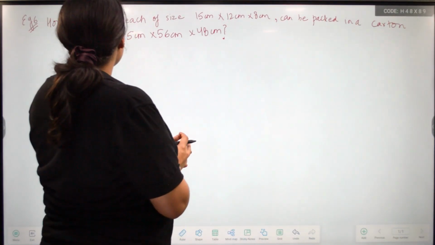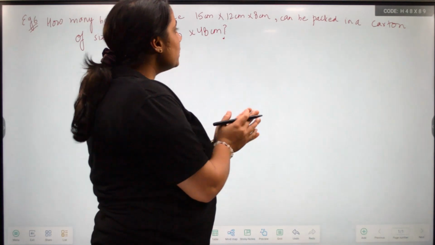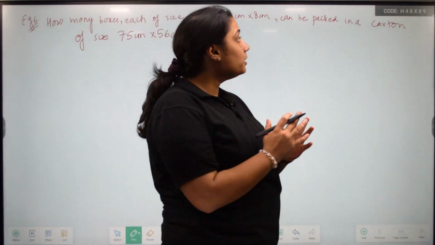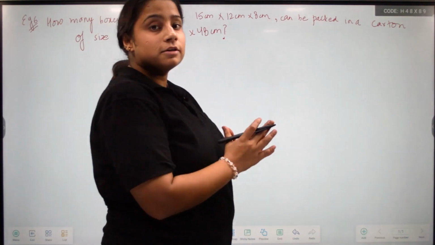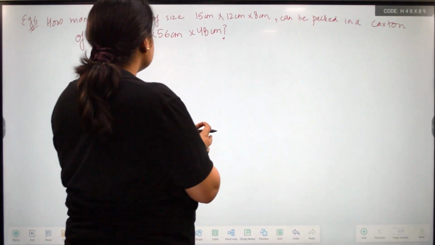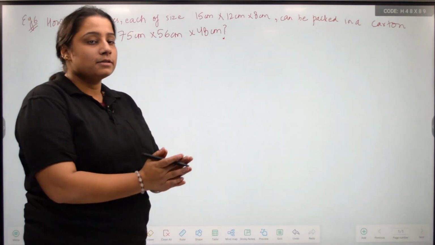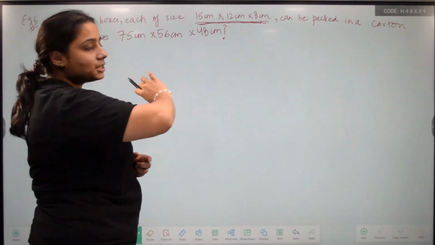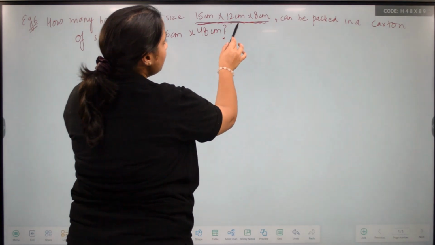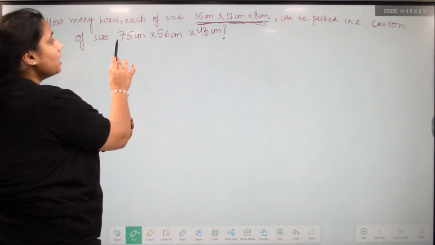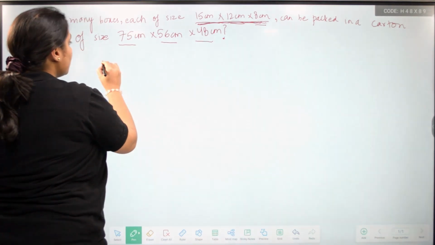Example 6. How many boxes each of size 15 centimeter into 12 centimeter into 8 centimeter can be packed in a carton of size 75 centimeter into 56 centimeter into 48 centimeter? You can see that the sizes of the boxes are already given in the pattern of length, breadth and height. Again in the carton also we can see that it's the length, breadth and height. So I'm writing it here.